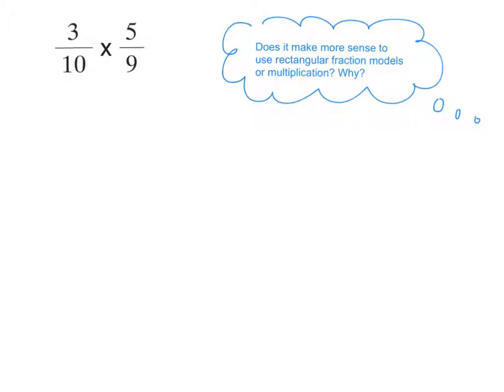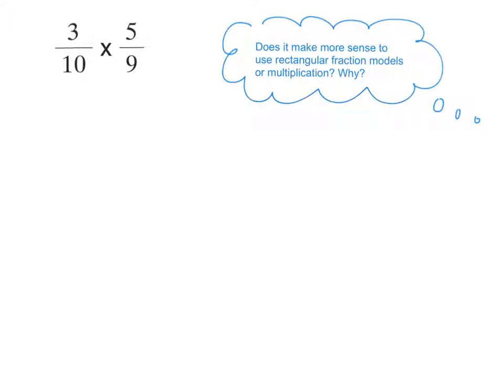Now, when we have this problem, 3/10 times 5/9, we have to think to ourselves, does it make more sense to draw a rectangular fraction model, or does it make more sense just to do multiplication, and why? Talk to your table group. I heard you guys have really good discussions about whether a rectangular model is better or a multiplication equation is better. Jack, what did your group decide? We thought multiplication because if we're doing the model, then we're going to have to draw a lot of lines. Yeah, you have to split it.